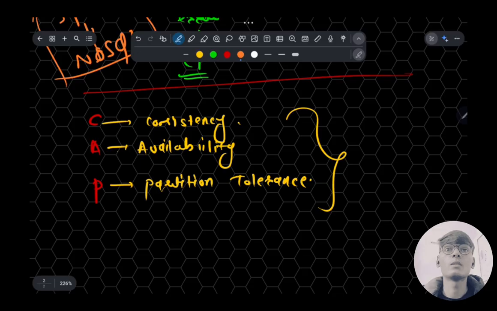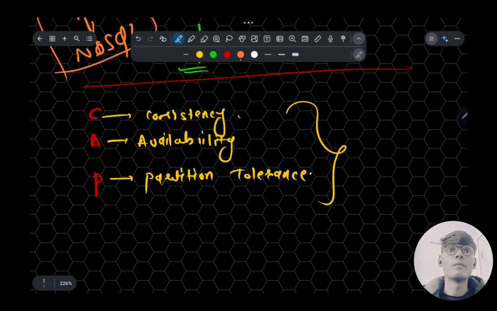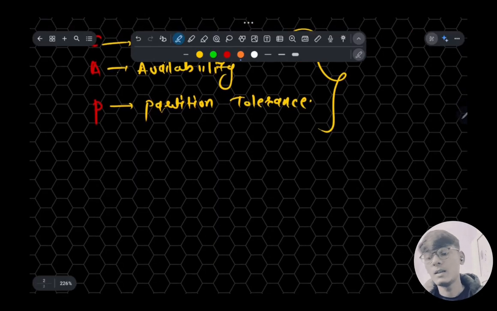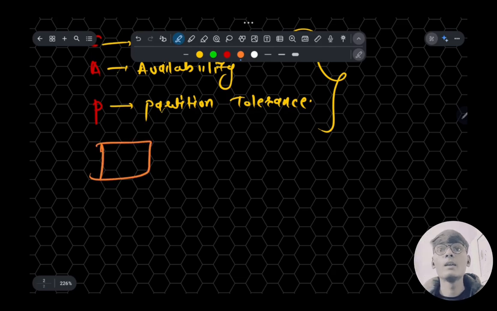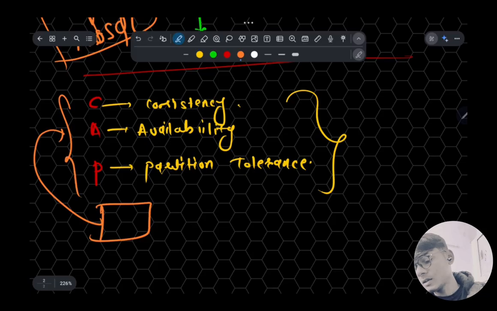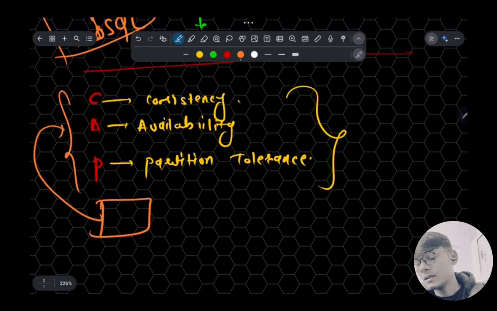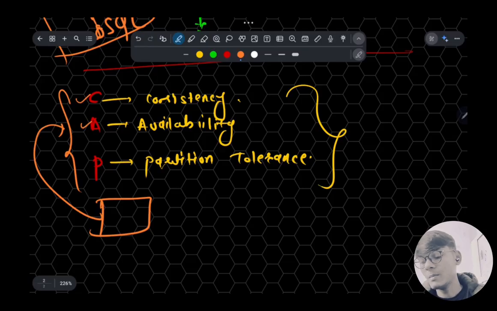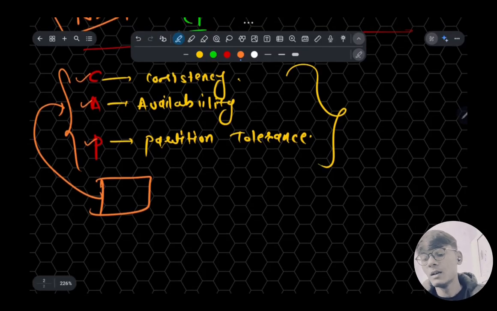Here is a brutal truth about system design. Perfection is impossible. Eric Brewer proved this with the CAP theorem. It says that for any distributed system like the internet, you can only guarantee two out of three properties. If you write CAP vertically, C means consistency, A means availability, P means partition tolerance.